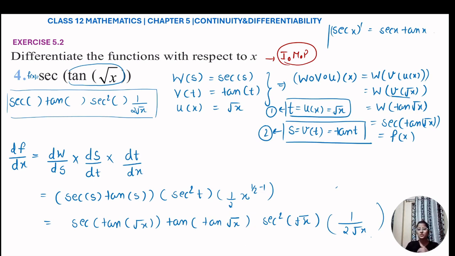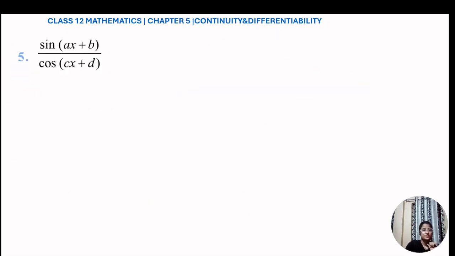Okay. So now we are done with this question. Let's move to the next question. So next question is question number 5. So here we have, this is our f of x. We have to find its differentiation.